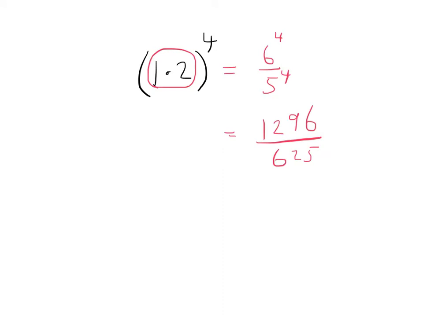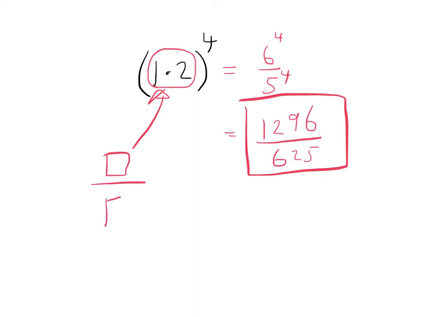Well, 6 to the power of 4 is 36 times 36, which is 1296, and 5 to the power of 4 is 25 times 25, which gives us 625. So there's our fraction answer to that. So the key to these ones is don't try and do those on your calculator, on a non-calculator paper, because you don't have a calculator. Think about what fraction you can make from them in the first place, and then it's simply the numerator to that power and the denominator to that power as well.